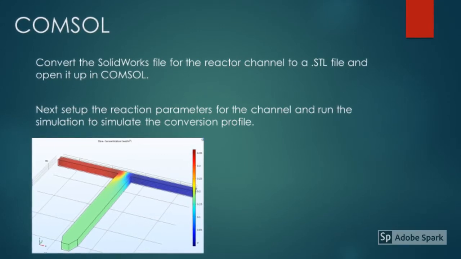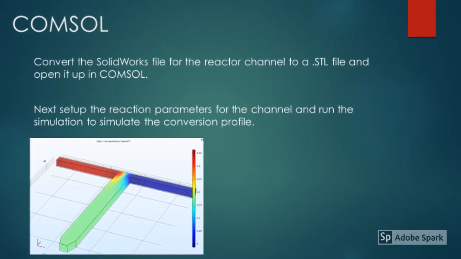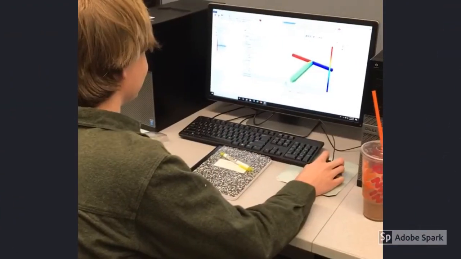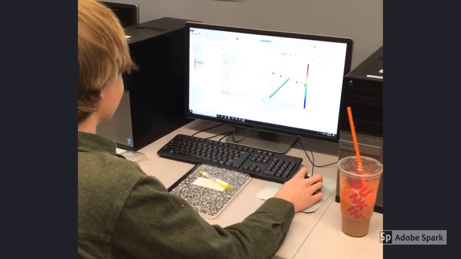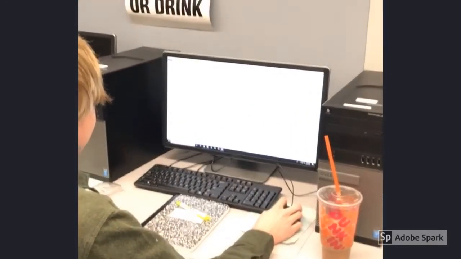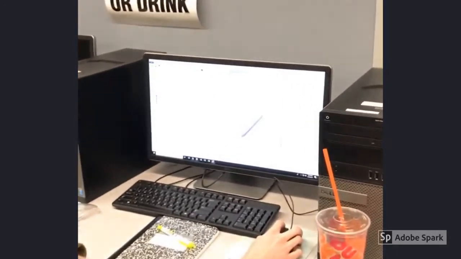In order to compare our experimental results to the theory, we uploaded our SolidWorks reactor designs into COMSOL Multiphysics. This software allowed us to predict mixing and conversion in each reactor by specifying flow rates and reaction information.